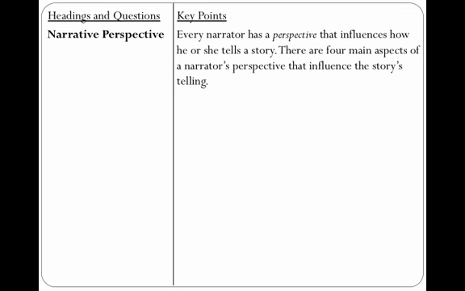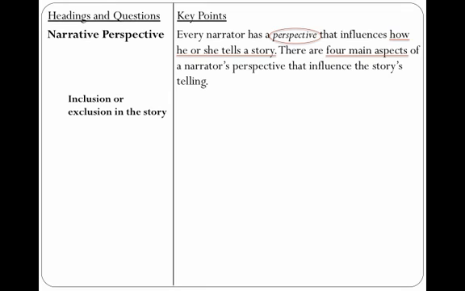Every narrator has a perspective that influences how he or she tells a story. There are four main aspects of a narrator's perspective that influence the story's telling. Before we continue on, I wanted to give you an overview of how the notes are going to proceed. When we come to each one of those aspects, we'll discuss how that aspect relates to both a first-person point of view narrator and a third-person point of view narrator. Hopefully that makes sense, and I think you'll see what I mean as we continue on in our notes.